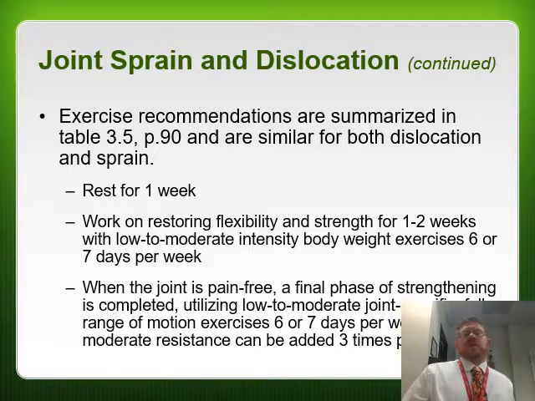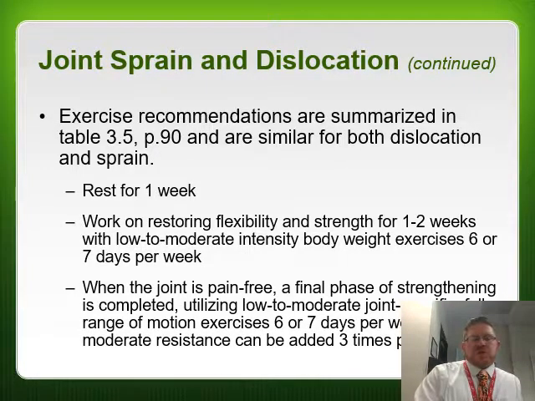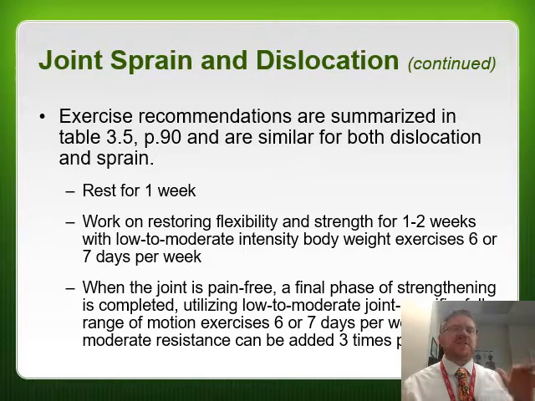Then once it's pain-free, because pain-free is the biggest thing, that means we can get back to work. Then you can go into strengthening, low to moderate joint range of motion exercises, 6 to 7 days a week. Moderate resistance can be added 3 times a week. So as we get further on, it gets more progressive, but it has to be pain-free before you can really start getting yourself back to being on-field ready.